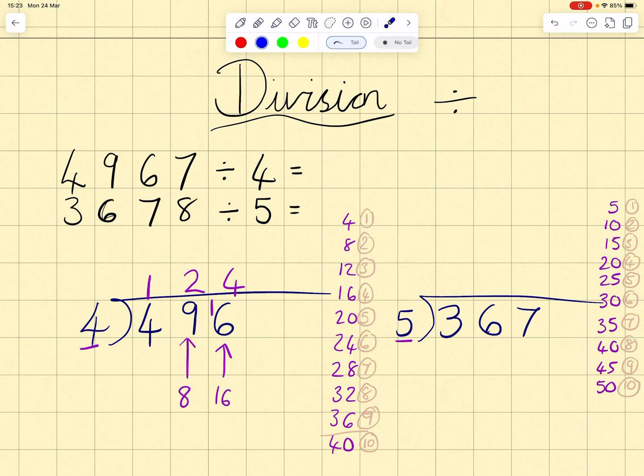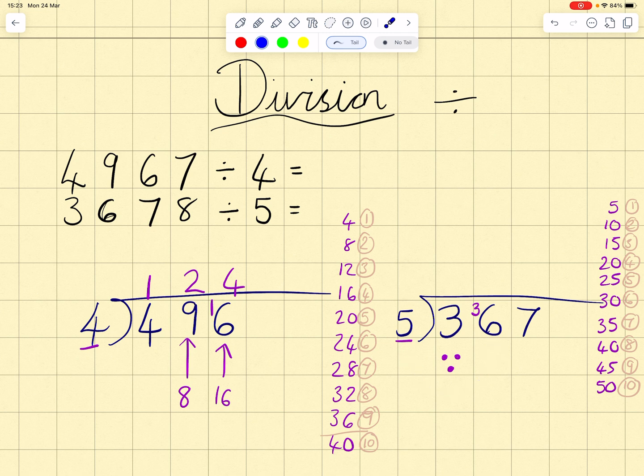Now this time, how many groups of 5 are there in the number 3? This can really confuse children because there are no groups. If we really wanted to, we could draw the number 3 underneath, 1, 2, 3, to show that we can't actually find that group of 5. So I'm going to move that 3 across to the 6. So now I've got how many groups of 5 are in the number 36.